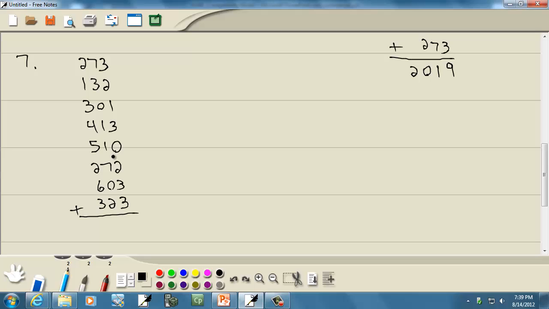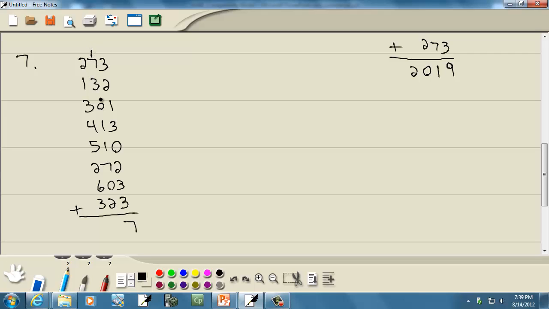Okay, I'm going to add the rightmost column. 3 plus 2 is 5, plus 1 is 6, 9, 11, 14, 17. Let's put 7, carry the 1. Let me double check that. 5, 6, 9, 10, 11, 14, 17.